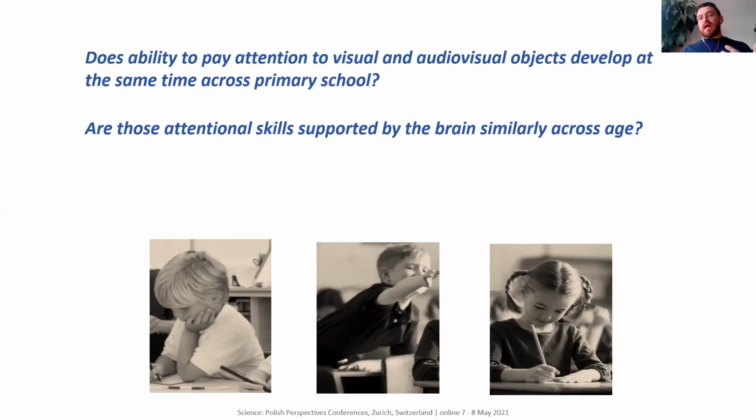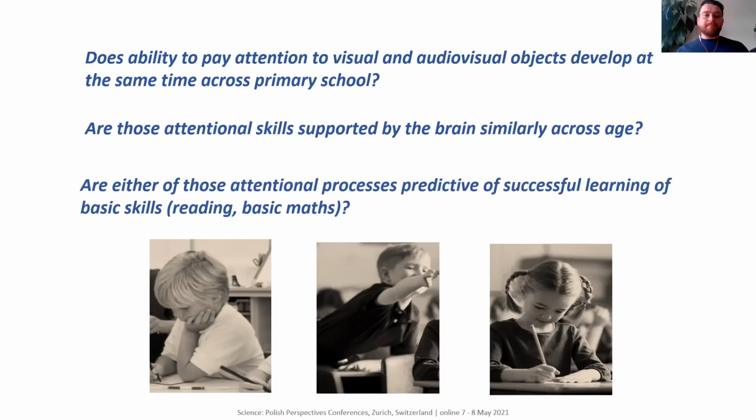This is important for us to be able to hone in on those target processes. If someone is not using the right brain networks, then perhaps we can develop interventions that encourage the brain to process information one specific way versus an abnormal one. And finally, whether any of those attentional processes, at the level of behavior or the level of brain, can act as biomarkers, whether they are predictive of successful learning of those basic educational skills, such as reading or basic math, later on.